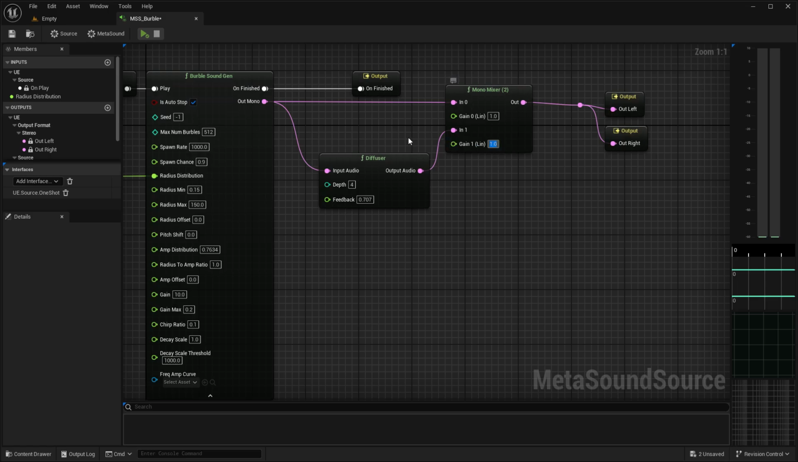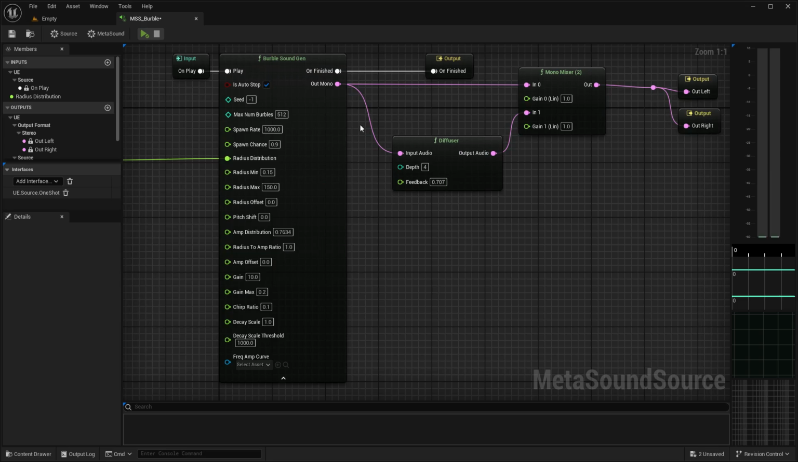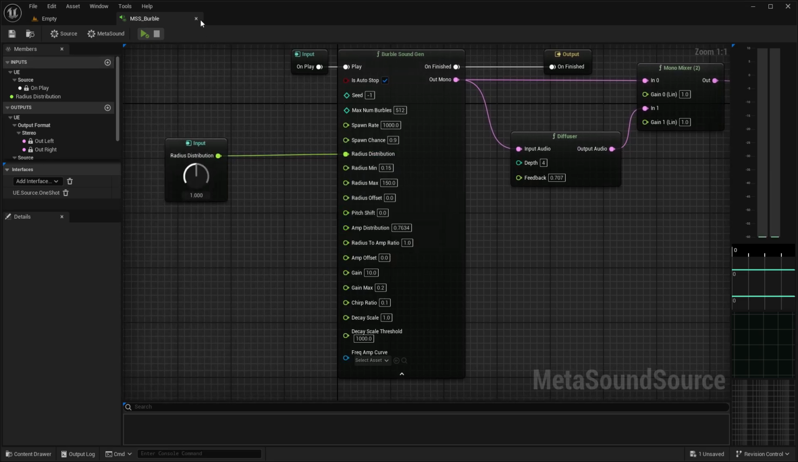You will feel the effect more if you listen to this on headphones. Without a diffuser, it sounds like the liquid is very close to your head. But with this, it feels much more realistic. Combining these two nodes together will allow you to simulate all kinds of liquid interactions.